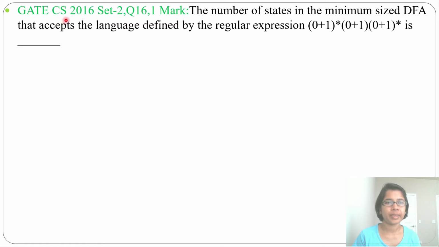Hi, let's solve the next previous question of regular language. This question was asked in GATE CS 2016 set 2. It was question number 16 and 1 mark.